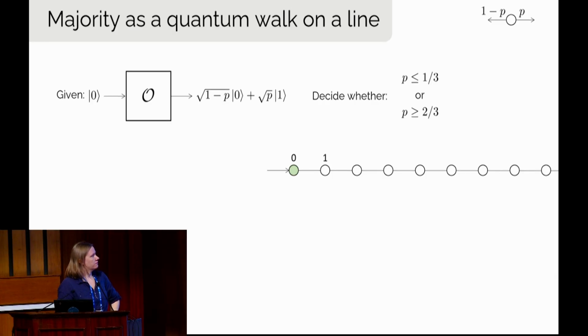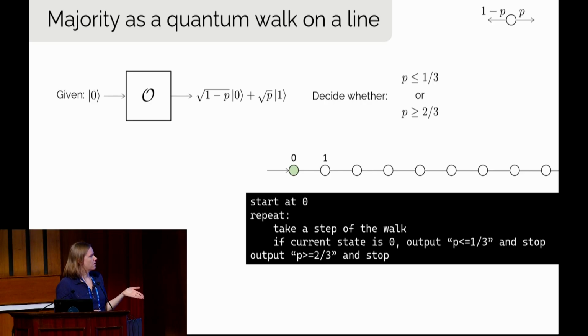So for a bit of intuition and inspiration to get us started, imagine walking on this line like the following randomized process. You start at 0, and you keep walking, and if you ever return to 0, you guess that p is at most 1/3, and you stop. And otherwise, you guess that p is at least 2/3. Let's analyze this classical process.